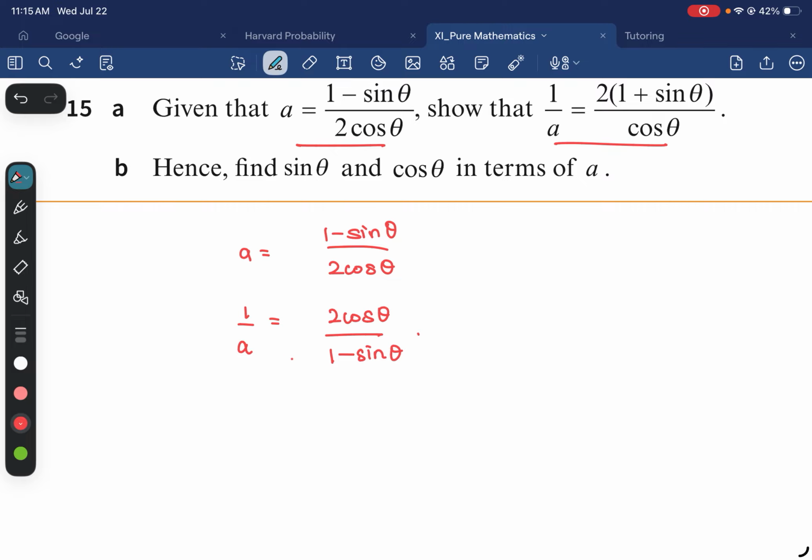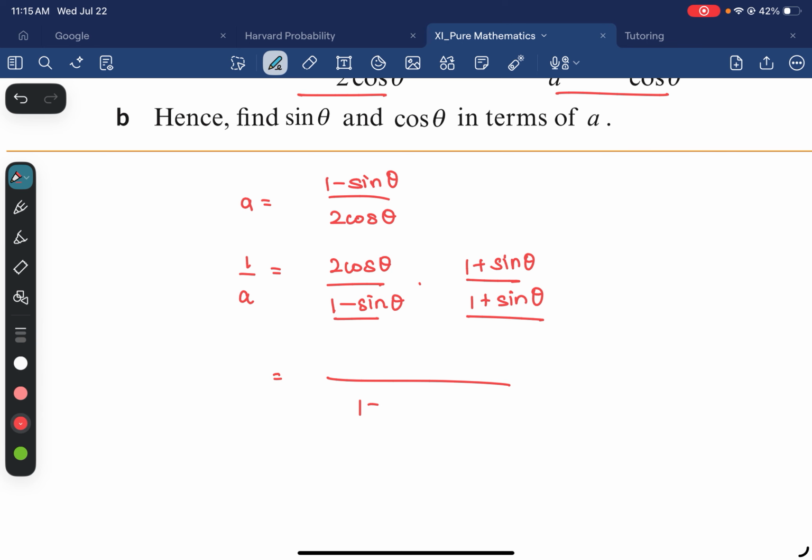And usually, when you want to simplify these sort of questions, one way to do so is to multiply by what we call the conjugate. So if I have 1 minus sine theta, I want to multiply by 1 plus sine theta. And why do I want to do this? Well, 1 minus sine theta, 1 plus sine theta, it resembles a format a minus b, a plus b.